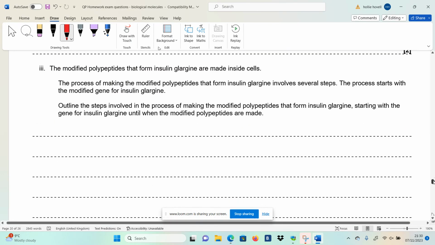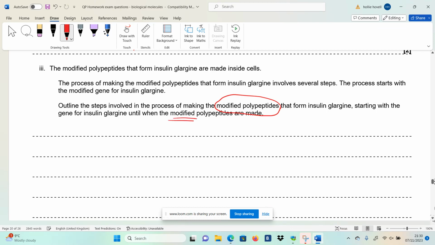Part 3, the modified polypeptides that form insulin glargine are made inside cells. The process of making the modified polypeptides that form insulin glargine involves several steps. The process starts with the modified gene for insulin glargine. Outline the steps involved in the making of modified polypeptides. So it's asking you, how do we make a protein from a gene, starting with the gene until the modified polypeptides are made. So this is a big question.